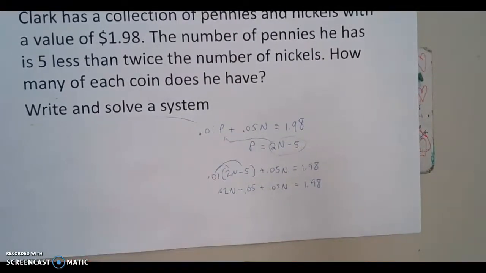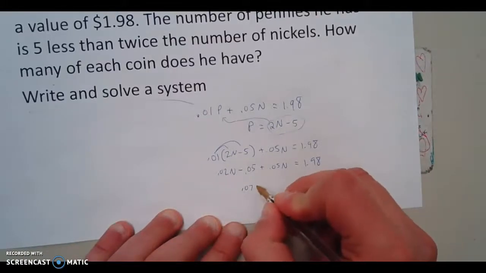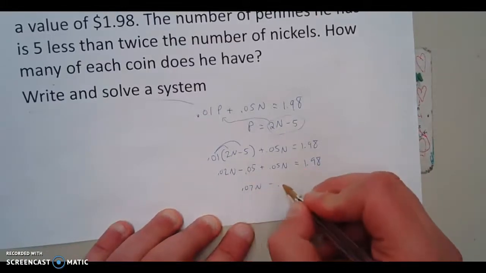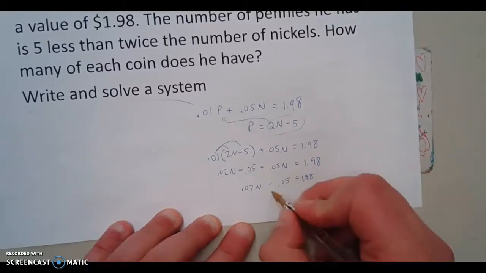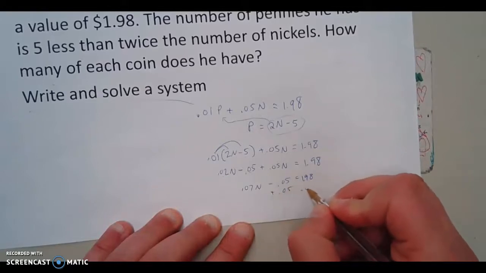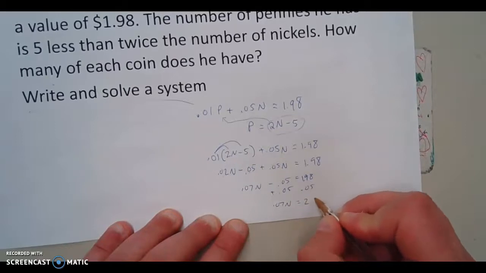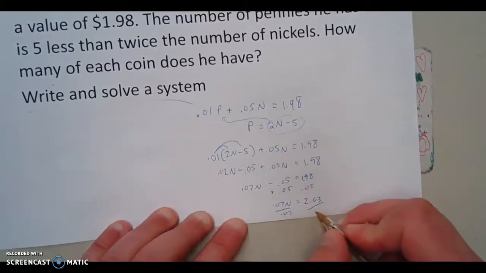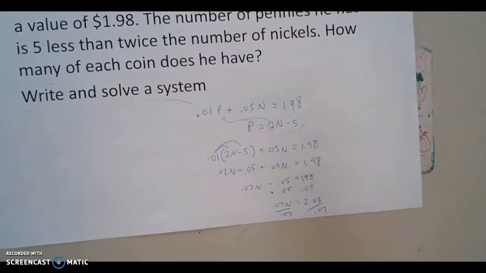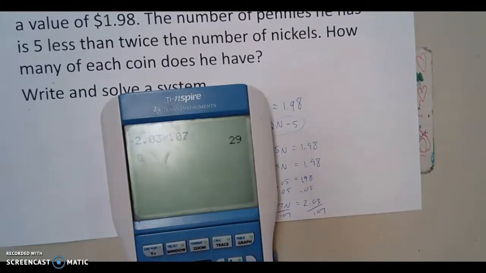All right, cool. From here, combine those like terms. So 0.02n and 0.05n is 0.07n. You still have minus the 0.05. Okay, we can add that 5 cents to the other side. So 0.07n equals $2.03. Divide by this 7 cents and we'll be in business. So again, probably calculator here. 203 divided by 0.07. 29.